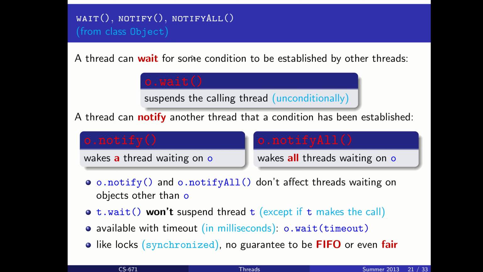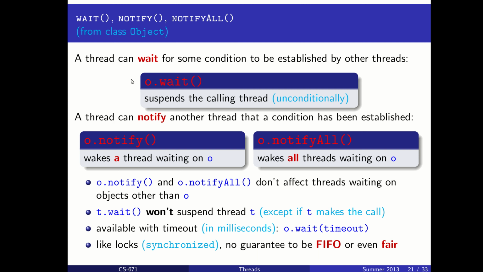But it is not the solution to most of your problems with synchronizing programs. A thread can wait for a condition to be established by other threads. So you can call things like o.wait. You'll notice O here can be any kind of object because, again, it suspends the calling thread. A thread can notify another thread that a condition has been established by calling notify with that same object. So o.notify will wake some thread that's waiting on O.